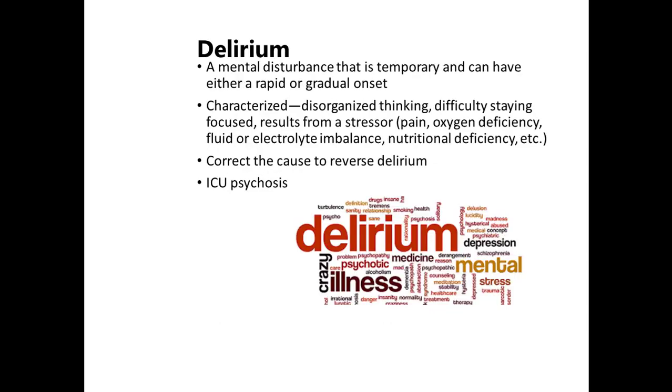So delirium is different than dementia because delirium is temporary. It has a rapid onset, or can be gradual, but generally it's more rapid. It's a temporary mental disturbance with disorganized thinking and inability to stay focused, caused by a stressor, like if there's pain, maybe they're hypoxic, maybe there's an electrolyte imbalance, those types of things. Delirium can be reversed, whereas dementia cannot. Sometimes we'll see it in the ICU as a psychosis patient.